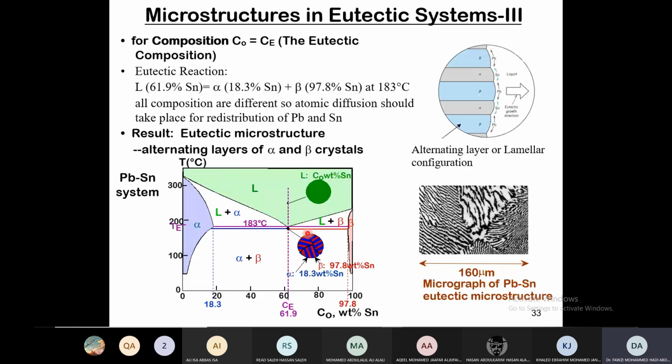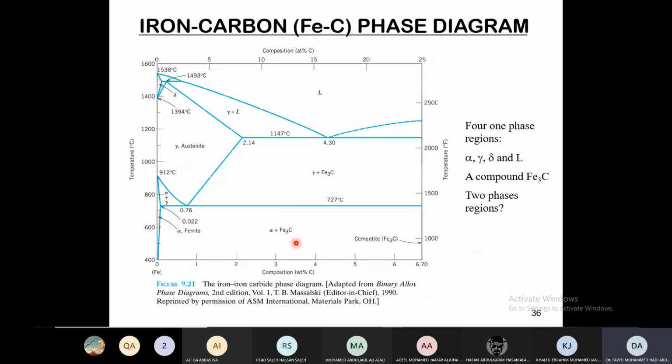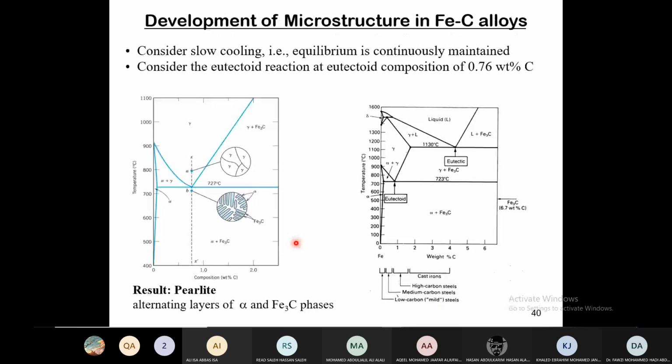Yes, this one. And for the same reasons here, we have the same microstructure, which looks like this. That is the lamellar configuration there, but this time in the iron-carbon phase diagram. And this phase was discovered much earlier than the previous non-ferrous alloys. This phase specifically has this lamellar configuration in the iron-carbon system.